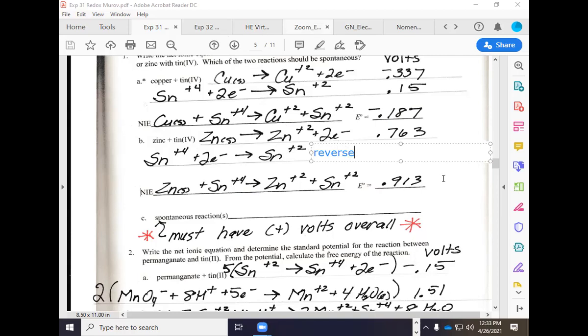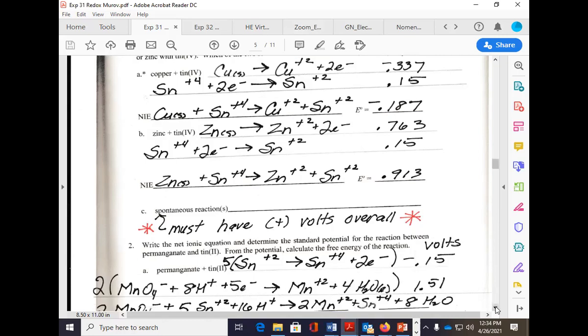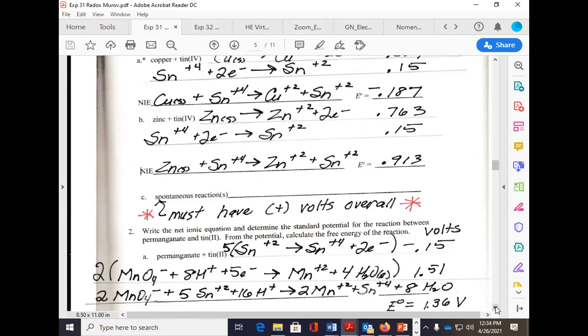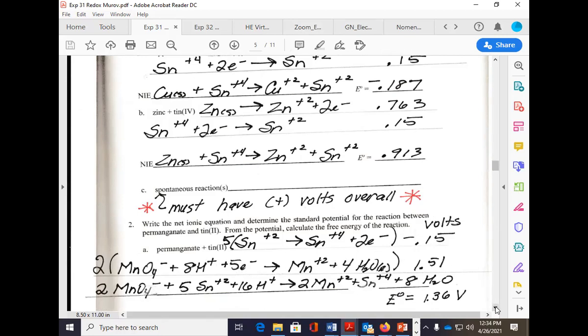For the next question, it's saying start with Sn2+, which was here. So if we reverse this one, that's how we got the negative volts, because it reversed the sign of this one. And then this was from the table, the permanganate. We had 5 electrons here and 2 electrons here. So we had to multiply by 5 and multiply by 2 to get the electrons the same. Once we get this set up, the beauty of this is we just add up the volts. We just add up everything. So that's how we got this, and that's how we got the volts. All the reactants add up, all the products add up. Cancel the electrons.